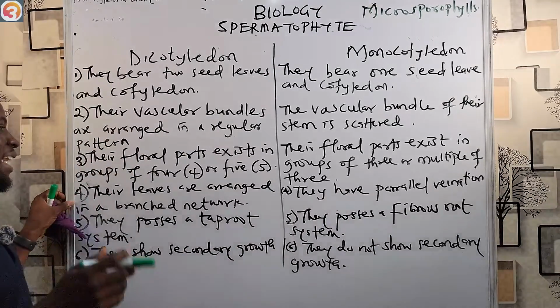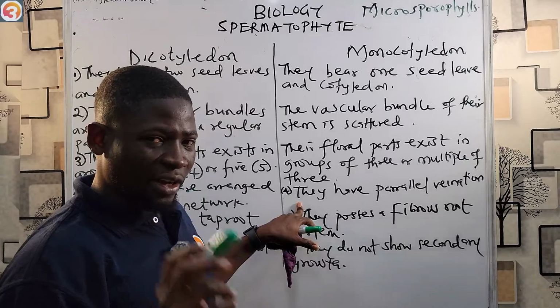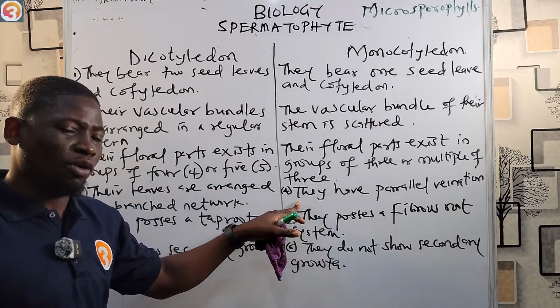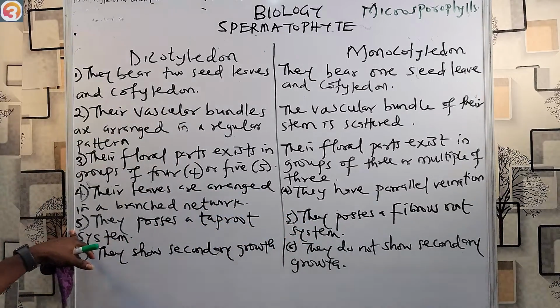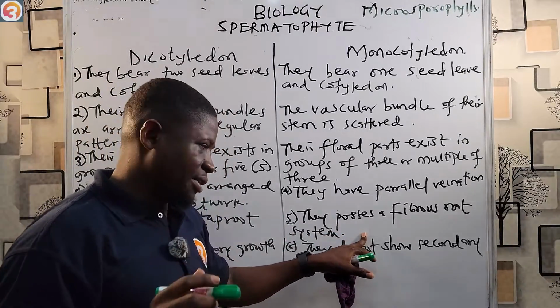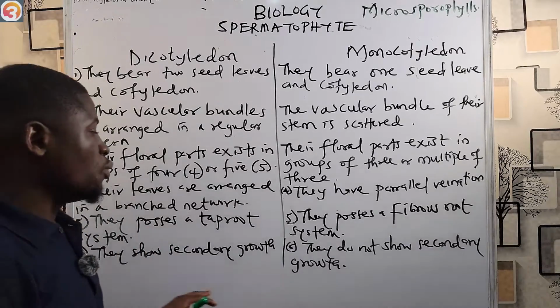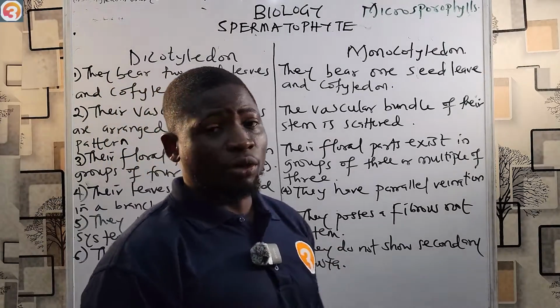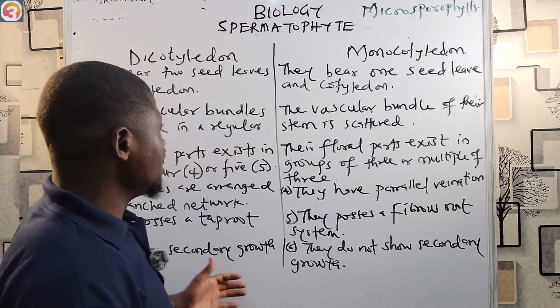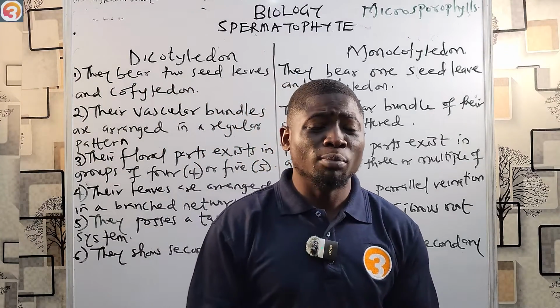Now, four, their leaves are arranged in a branched network. This one, they have parallel venation. Their leaves are arranged in a parallel manner. All right, now five, they possess a taproot system, while this one, they possess a fibrous root system. Okay, and of course, we say dicots show secondary growth, while monocots do not show secondary growth. Okay, so we have six differences between monocot and dicot that you are expected to commit to memory.